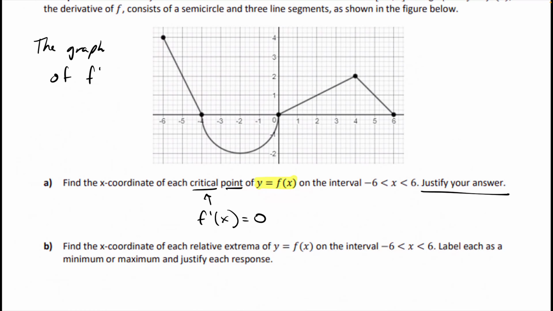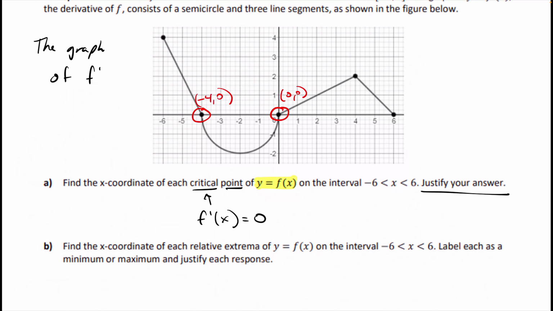Why negative 4 and 0? You're right. Why negative 4 and 0? That's where the derivative is 0. The derivative is 0 here and here, right? This is negative 4, 0. This is 0, 0, right? What did we say about the y values at each point? They weren't y values. What were they? They were slopes. They were derivatives, right?